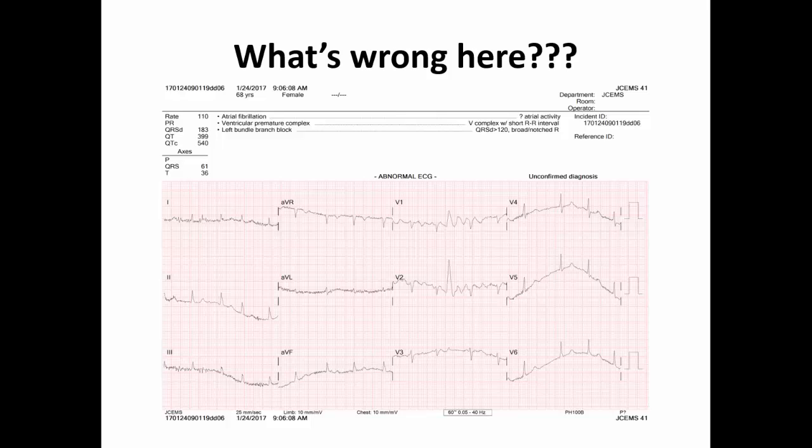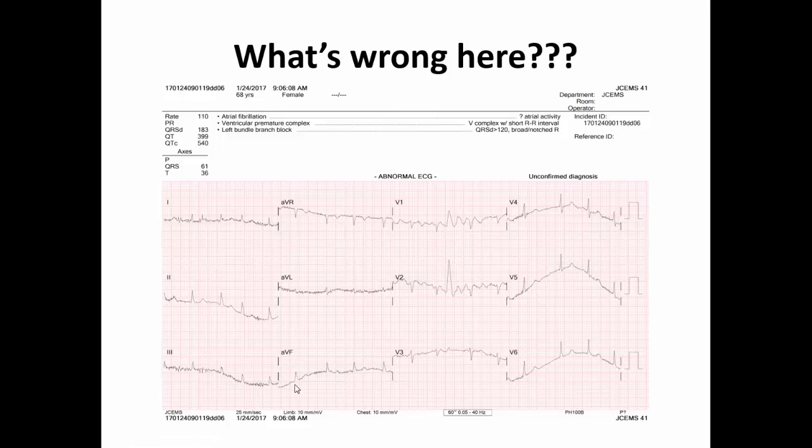Here's another EKG. You see the reading at the top, AFib, PVCs, left bundle branch block. What do you think whenever you review this EKG? Is it really AFib?